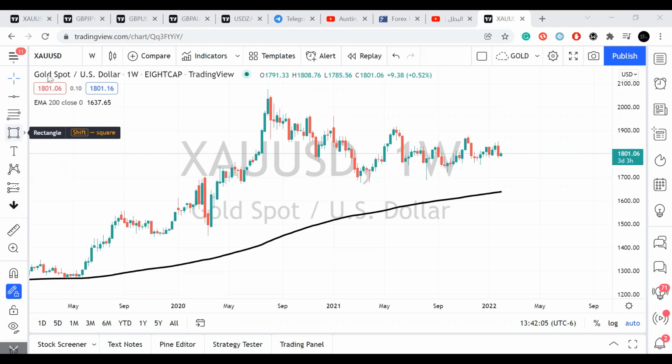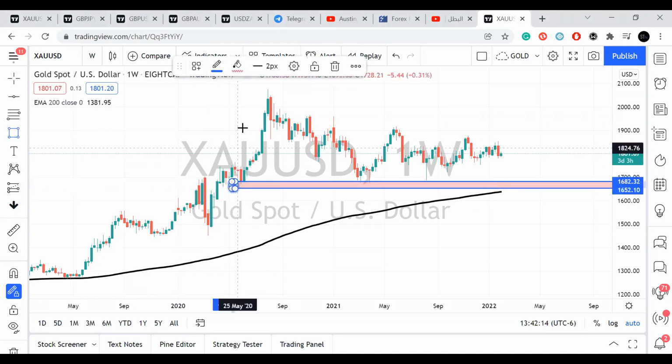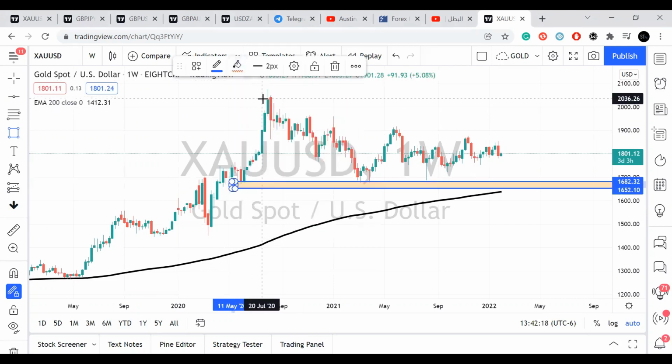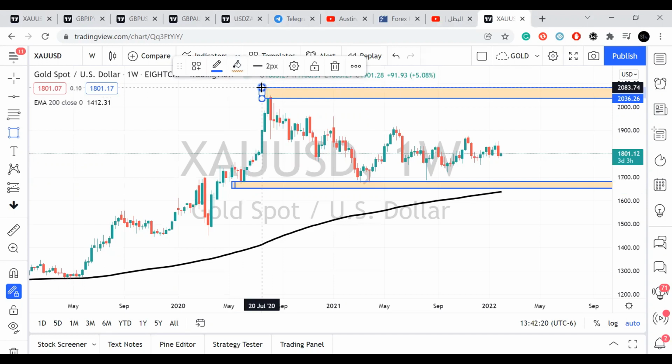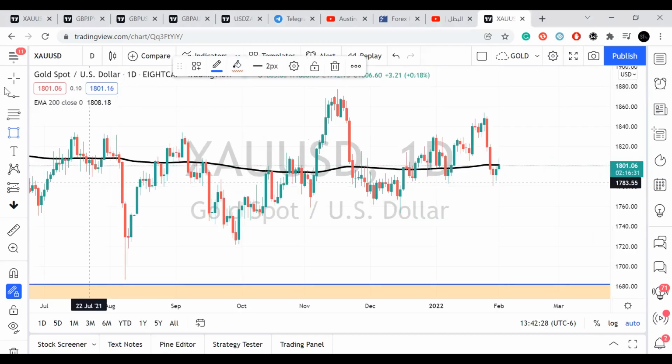So on the weekly chart, price is currently uptrending. So here is gonna be our low. And for the weekly, I use orange. Then this is our high. So when I move down to daily, I'll start my analysis from here. Then this is gonna be our daily chart.